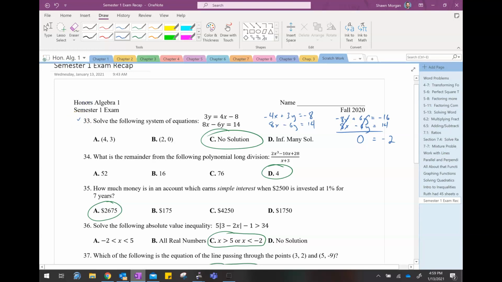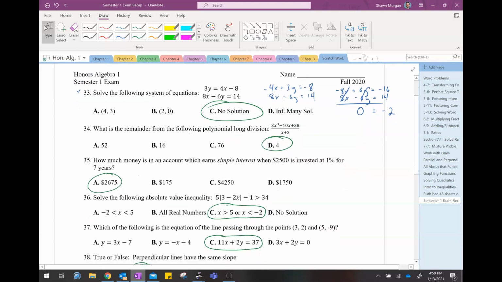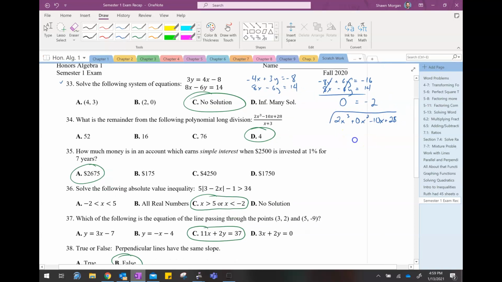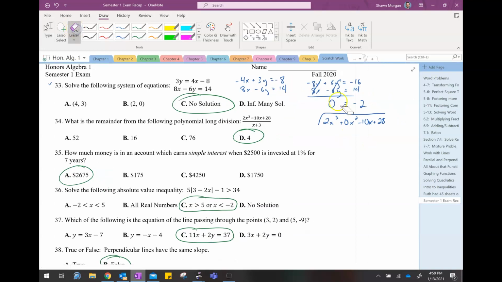Okay? Now, number 34, it's long division. Polynomial long division is something we did before the break, and we want to make sure we don't skip terms. That's the trick here. So we got 2x cubed plus 0x squared minus 10x plus 28. That is our dividend in its entirety, and our divisor goes on the outside. It's just a simple x plus 3. So I'm going to focus in on the first term of the dividend and the first term of the divisor, and I'll ask, what do I need to multiply times x to get 2x cubed? And that's easy. That's 2x squared.